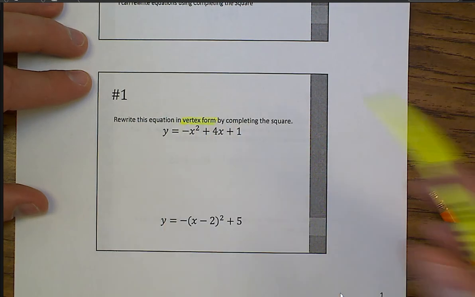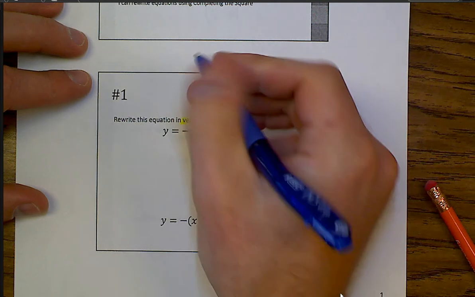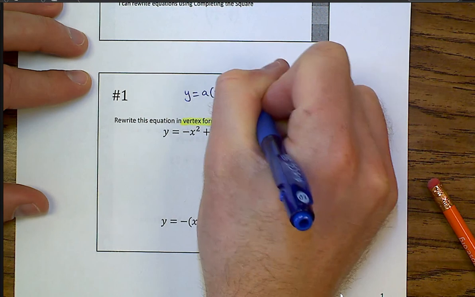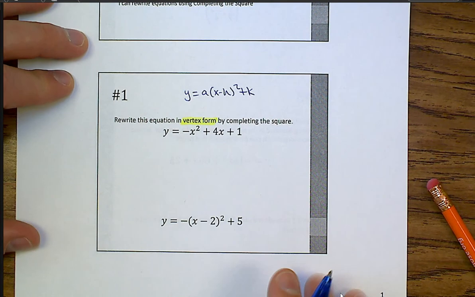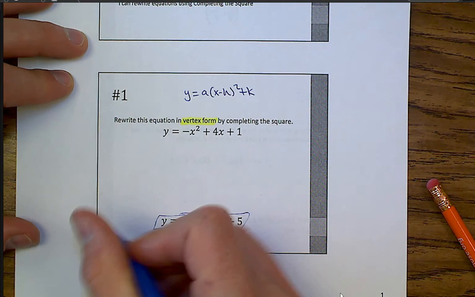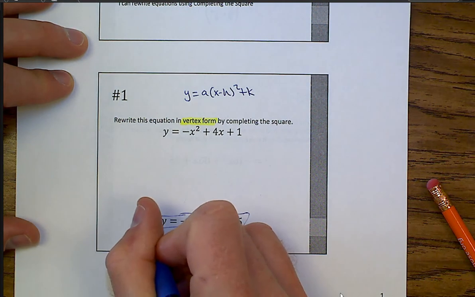Let's talk about vertex form. Vertex form, remember, is y equals a, x minus h quantity squared plus k. So that's what we want our answer to look like, and obviously your answer is right down here, okay? But we'll get to that, hopefully we'll get to that here in a little bit.